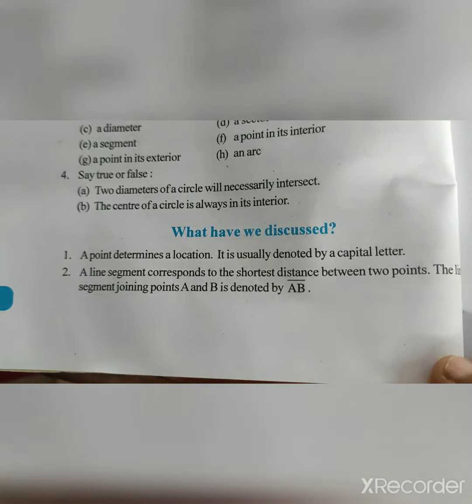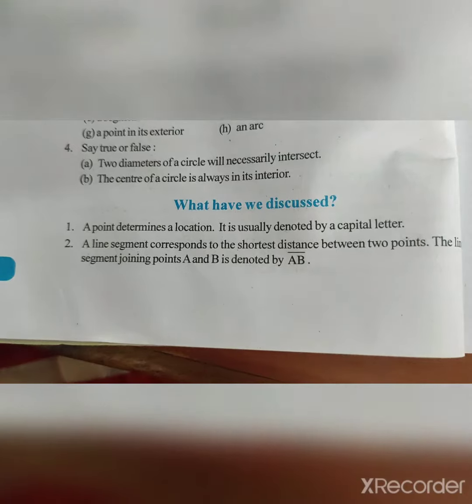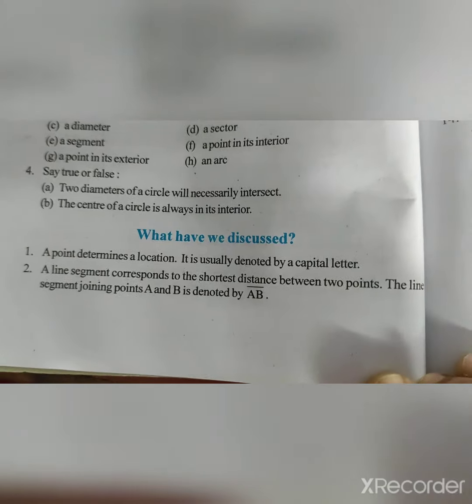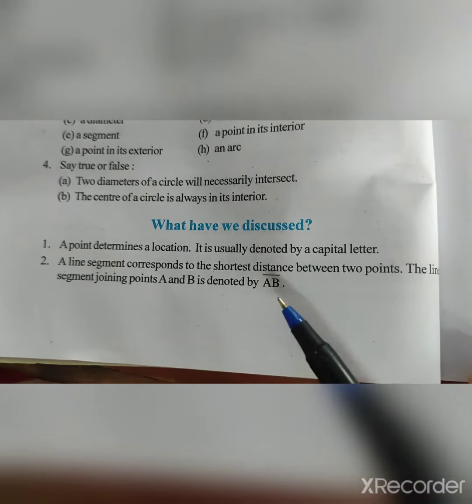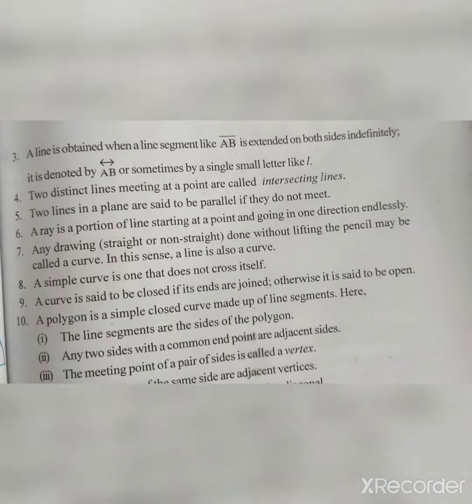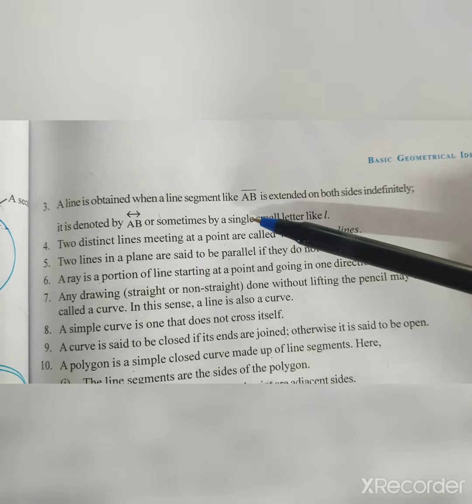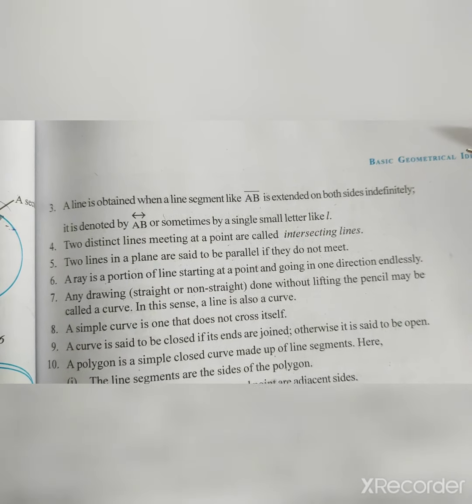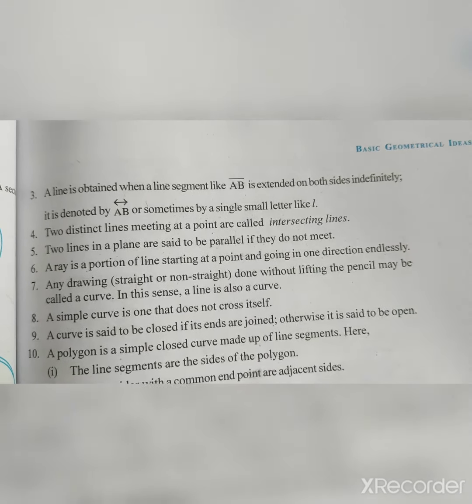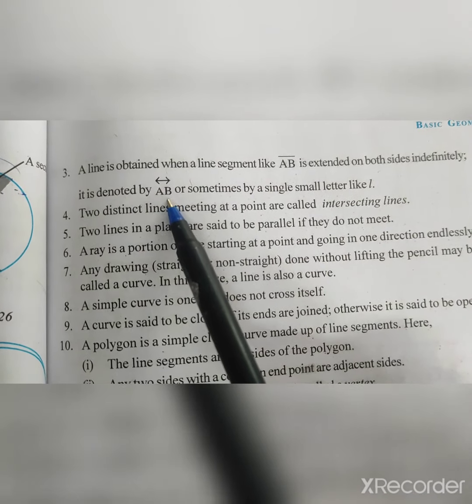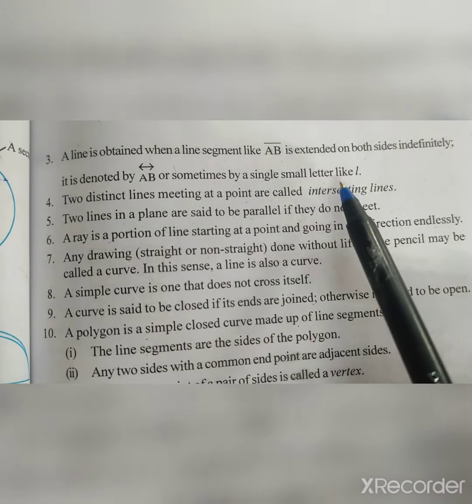Now what we have discussed: a point determines a location. It is usually denoted by a capital letter. A line segment, children, it's very important. Learn all these. A line segment corresponds to the shortest distance between 2 points. We have seen the line segment joining points A and B, denoted by line segment AB. A line is obtained when a line segment like AB is extended on both sides indefinitely. It is denoted by line AB or sometimes by a single small letter like L.